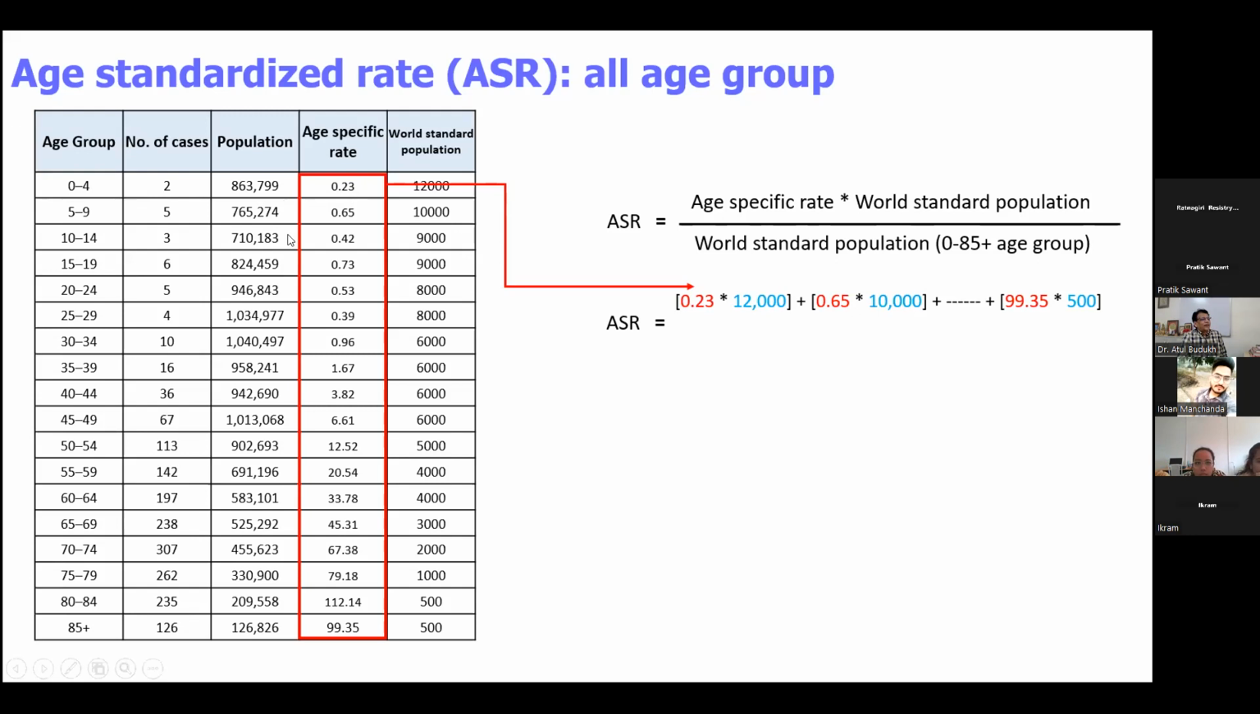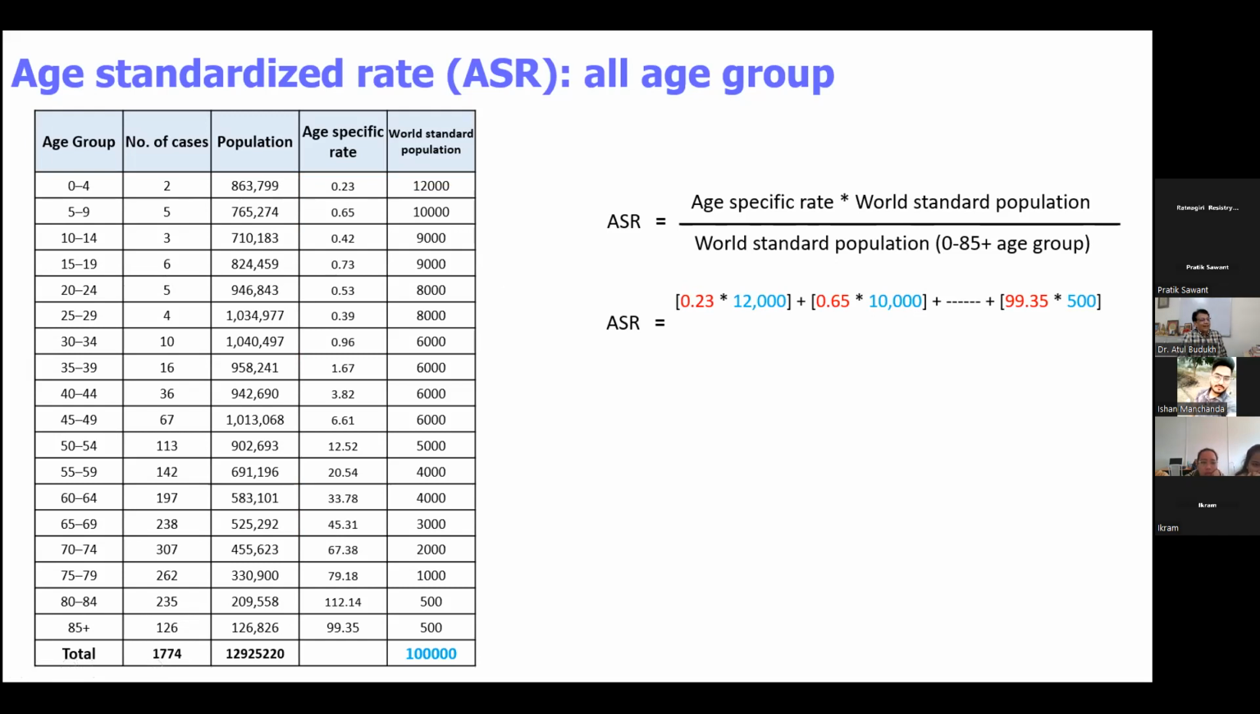in the specific age. For example, this specific age is taken from 0 up to 85 age group. No, this is 2 by 863,799. You do it. 2 by 863,799. It will come as 0.23. See, concept wise, you should be clear. Okay. Now again, I will tell you how this 0.73 has come. 6 by 824,459.